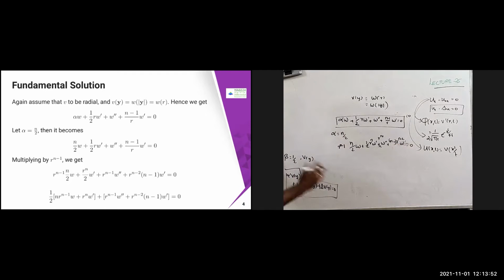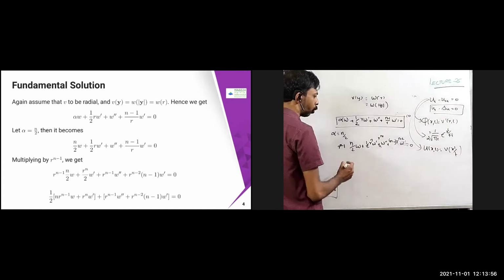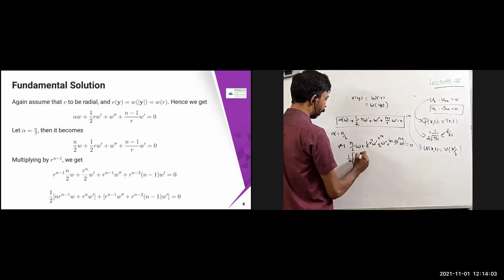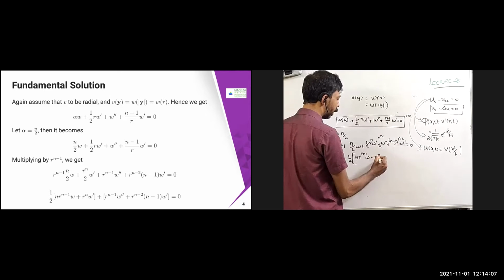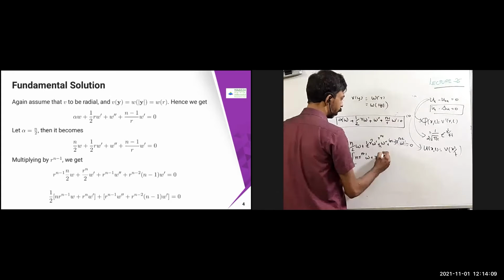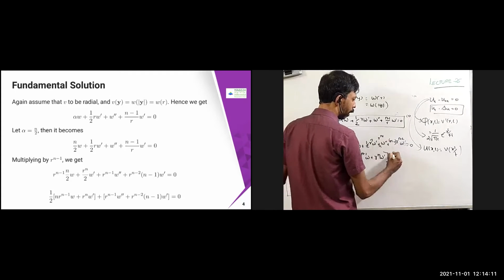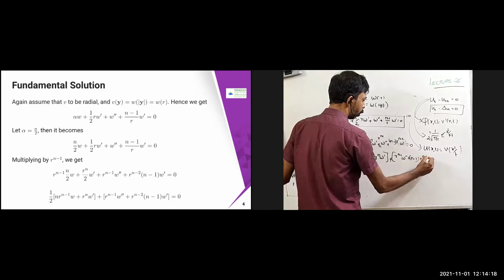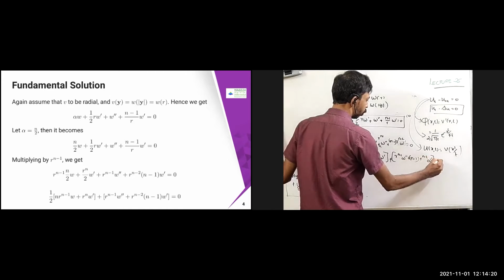So I'm just collecting the terms. Okay, so one by two, these two terms I'm just going to club. So this is going to become 1 by 2 into n into R power n minus 1 into W plus R power n into W dash. Okay, plus R power n minus 1 W double dash plus n minus 1 into R power n minus 2 into W dash equal to 0.